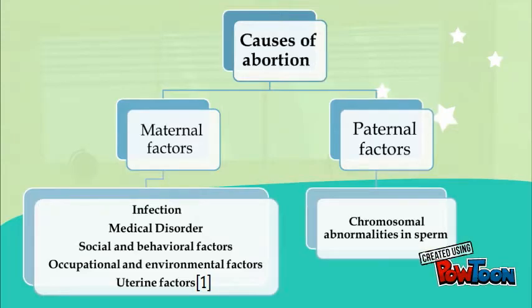Causes of abortions are divided into 2: maternal factors and paternal factors. Maternal factors are related to the mother, such as occupational and environmental factors and uterine factors. Paternal factors are related to the father, such as chromosomal abnormalities in the sperm.